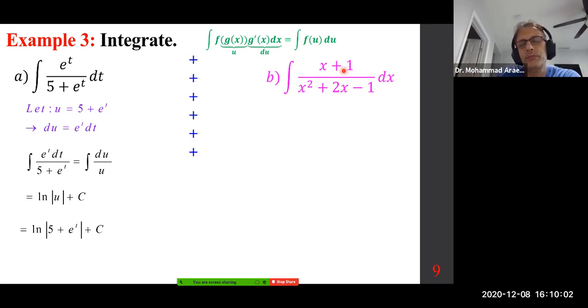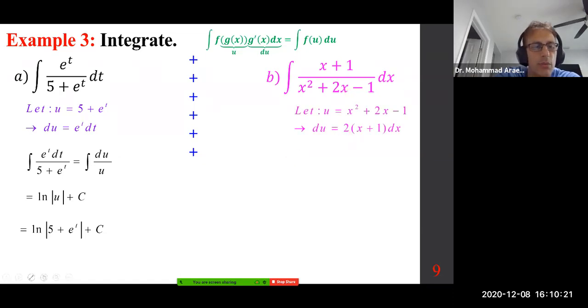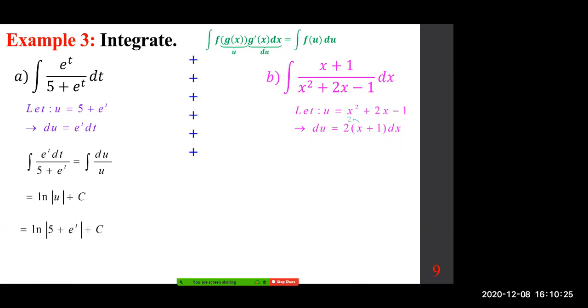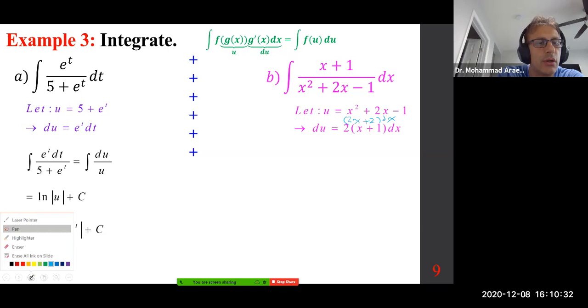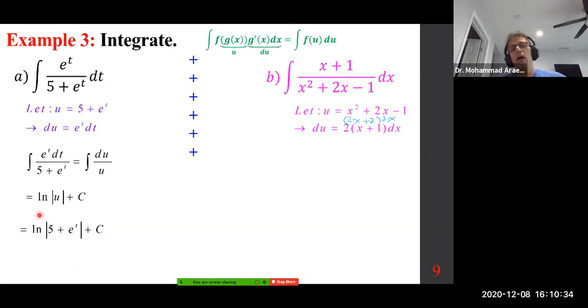So what do we do? Well, if you let the denominator be the function of interest u, then du becomes 2x plus 2 times dx. You can factor out the 2. So let me write that at top of that, everybody. This is 2x plus 2 dx, and we factor out the 2. Now what do we do?